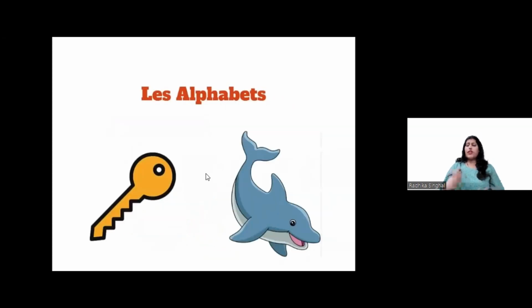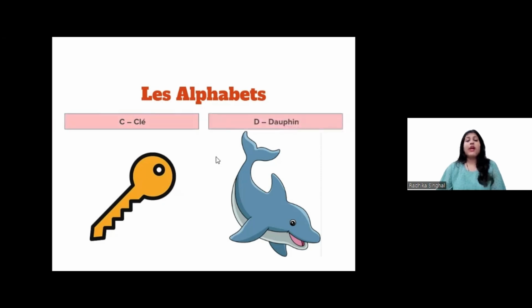We move on to the next two pictures. The next two pictures are of clay. Clay is a key. And from the letter D, we have dauphin, dauphin.